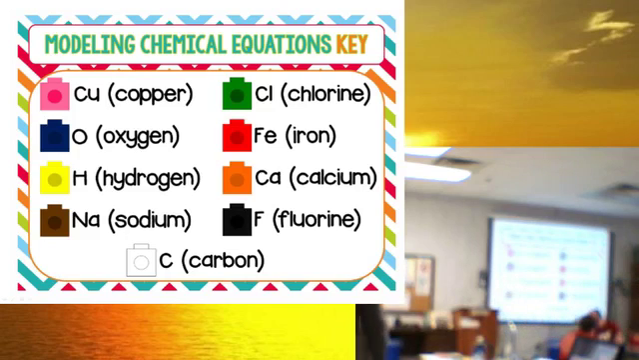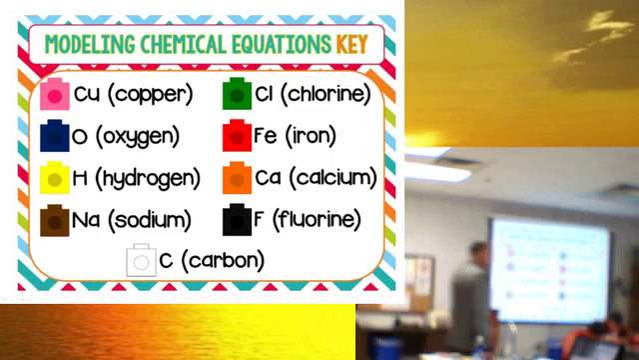Now, when you have something like O2 with a subscript, those 2 oxygen are what? Bonded together. So here, those 2 would be touching, because they're bonded. Here, they're not bonded. They're 2 separate things when there's a coefficient. Okay?